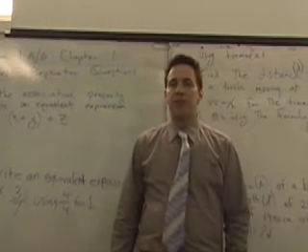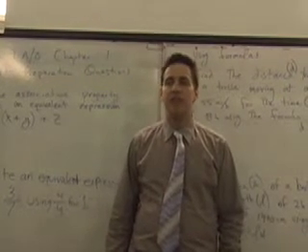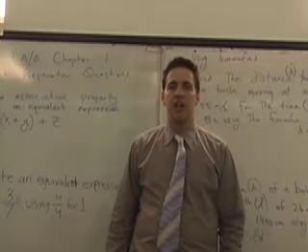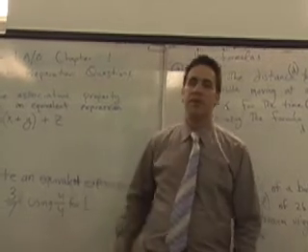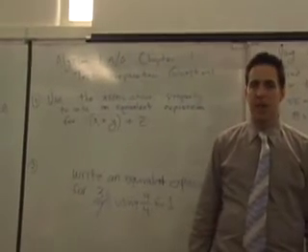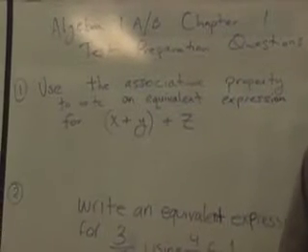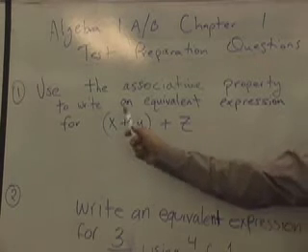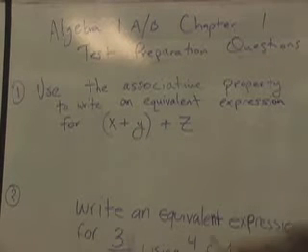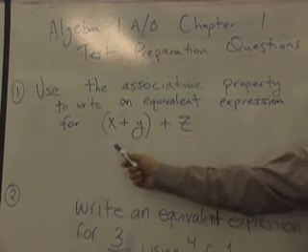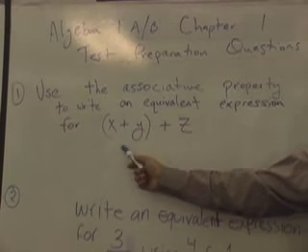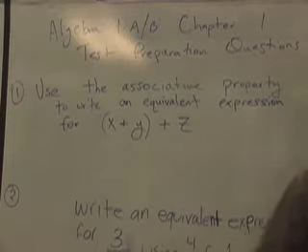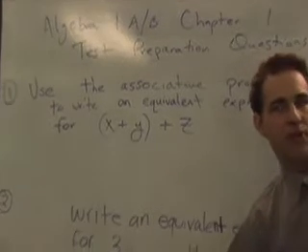Hello, we're getting ready for the Chapter 1 test tomorrow, folks, and test preparation for Algebra 1AB, Chapter 1 is as follows. We've got 9 questions today, believe it or not, 9 questions. So, this first one is using the associative property to write an equivalent expression for parentheses, x plus y, plus z. And I'd love to hear who got this one.